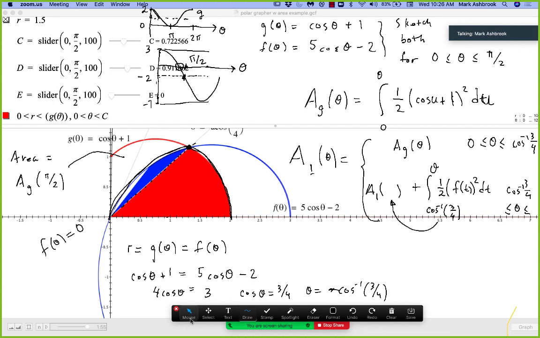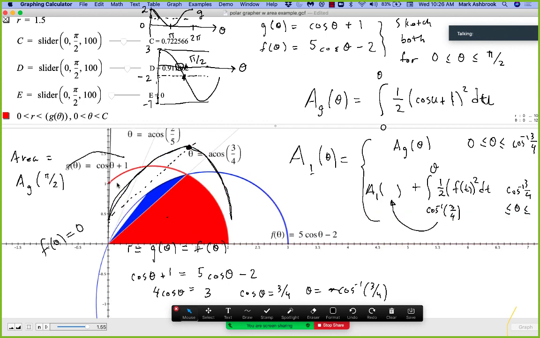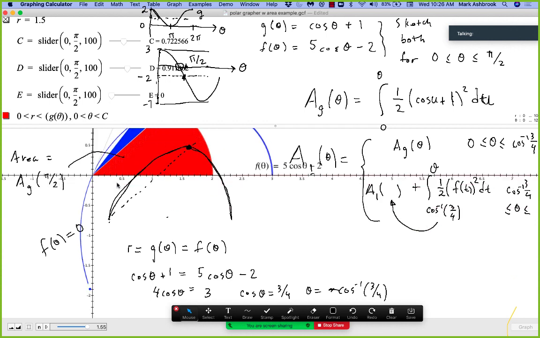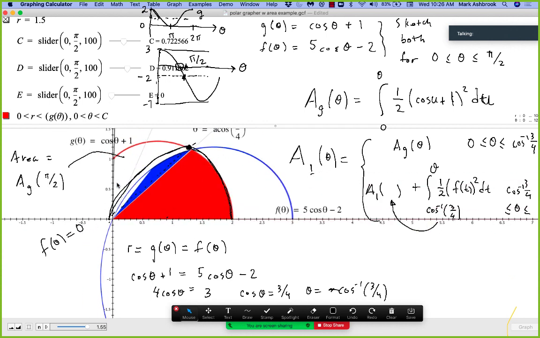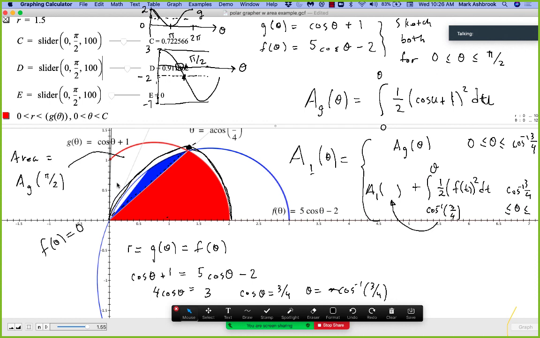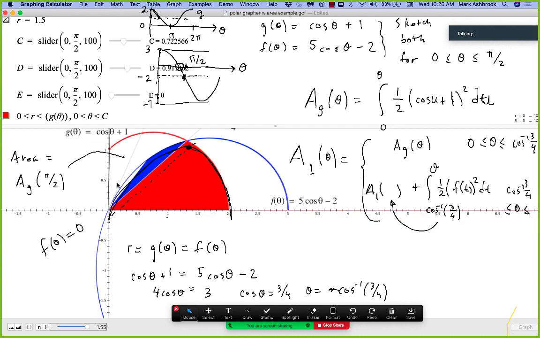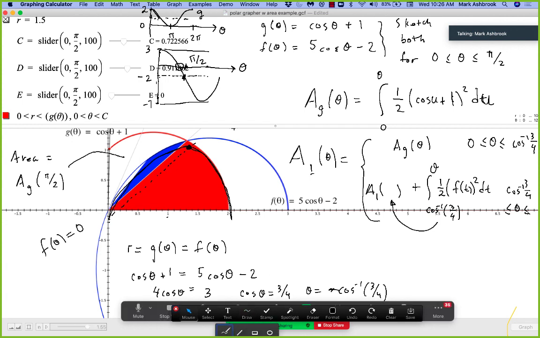I actually have it here. You would take the f function and set it equal to 0, and that would be where it goes through the pole. That would be where this would end. And that's arc cosine of 2/5. That's pretty easy to see. Arc cosine of 2/5 is where that thing equals 0.